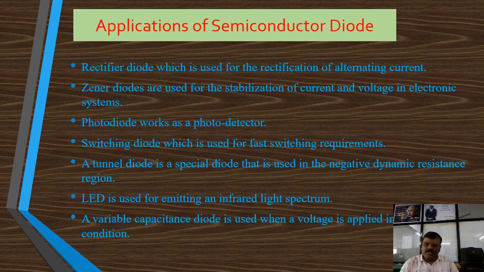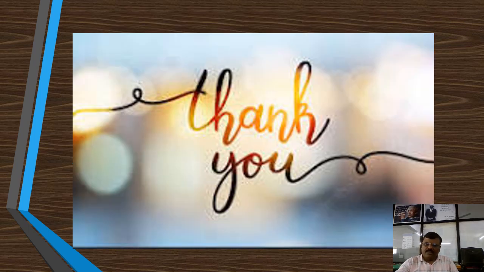The tunnel diode is a special diode that is used in the negative dynamic resistance region. Next application of diode is the LED, light emitting diode, which is used for emitting an infrared light spectrum. And another application is the variable capacitance diode, which is used when the voltage is applied in this condition. This is the basic theory of the diode. In the next part, we see the details of the semiconductor diode again.